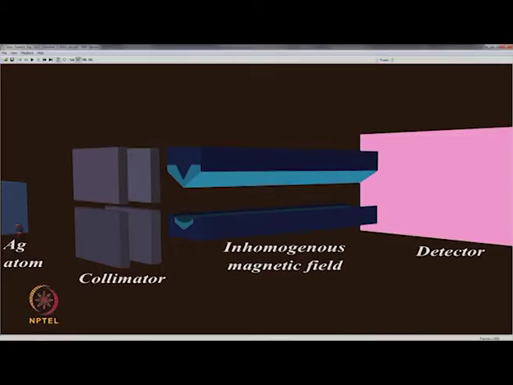So, here is an animation which tries to describe this experiment. Here is the source of silver atoms, they are collimated, so that we get a narrow beam of silver atoms, and this long thing is the inhomogeneous magnetic field, and this is the screen which detects the silver atoms. So, let us see what happens. Silver atoms are coming from the left and going through this magnetic field, and see, they are falling apparently randomly on the screen.